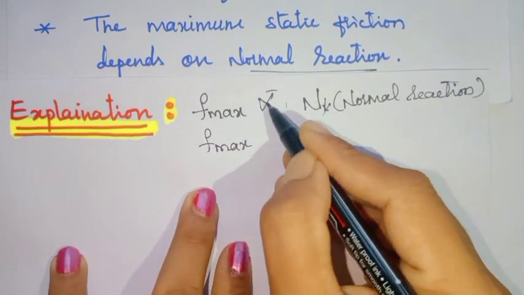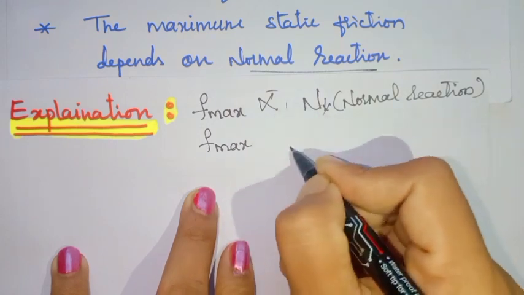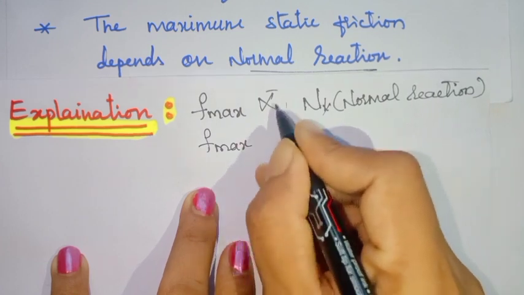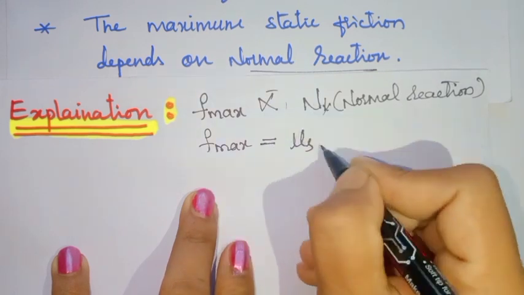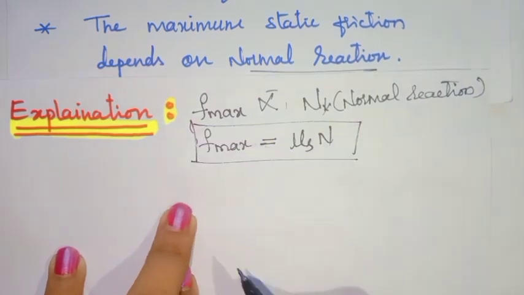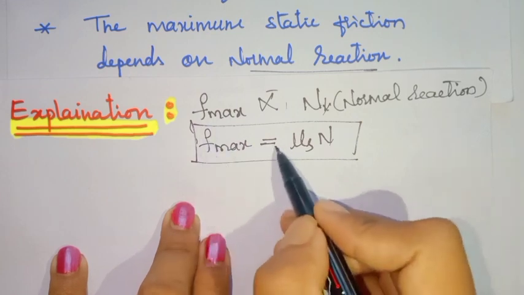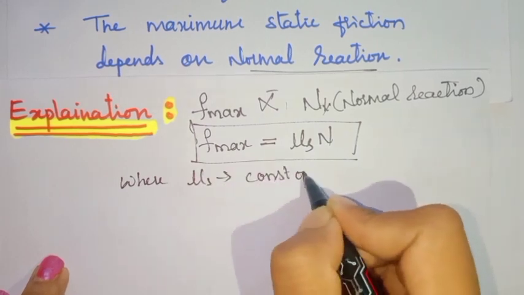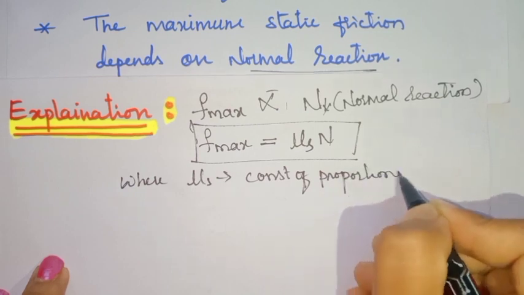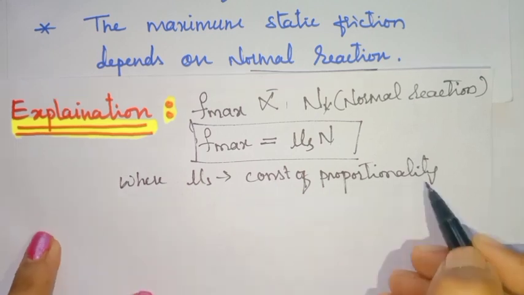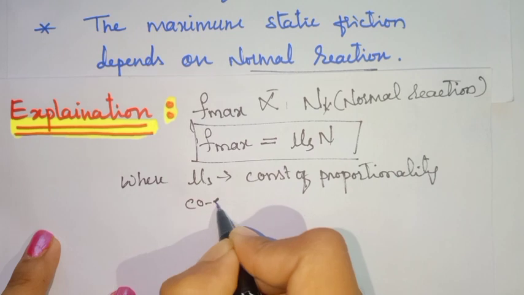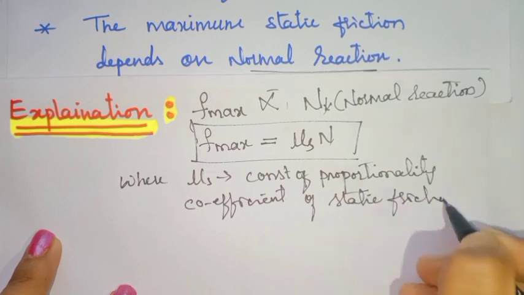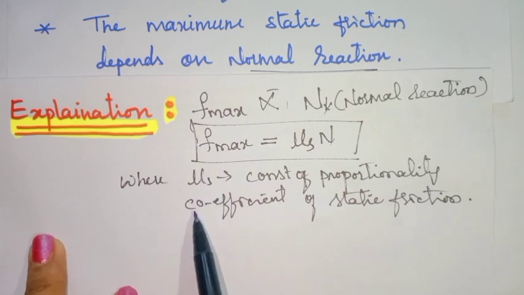To remove this proportionality, we have to introduce a constant term, which we call mu s. Mu s means constant of proportionality. As I introduce the constant term, I write the equal to symbol and N as it is. So this is the expression for maximum static friction: F max is equal to mu s into N, where mu s is the constant of proportionality. This constant of proportionality is called the coefficient of static friction.